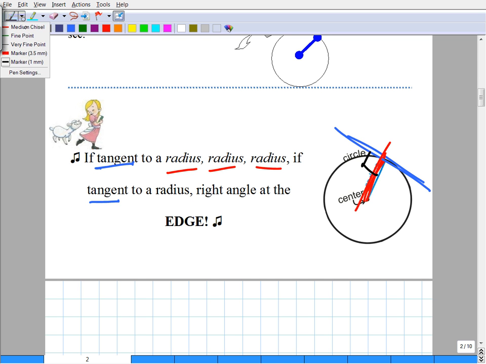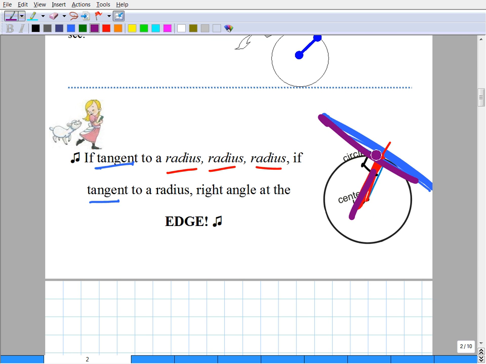Ready? You're doing this with me. Trace and sing at the same time, just because you're brilliant like that. If tangent to a radius, radius, radius, if tangent to a radius, right angle at the edge.